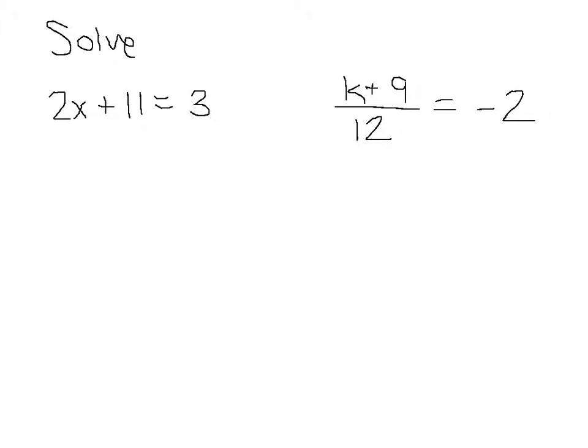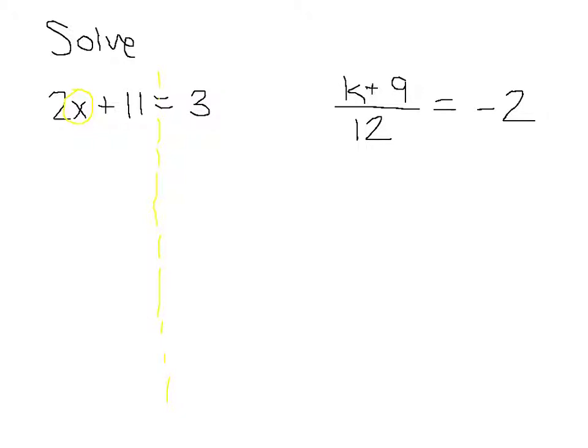I'll explain what that means in just a moment, but first what I would like to do is circle my variable. That usually helps me. And I like to draw a little dotted line right down the middle where my equal sign is. That way whatever I do to one side I have to do to the other side.